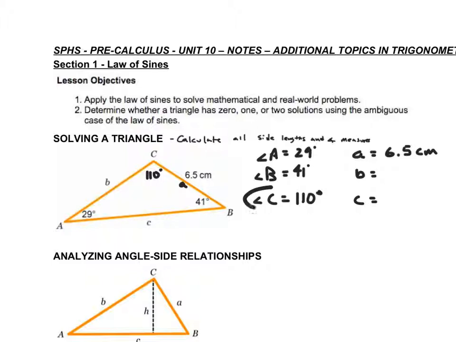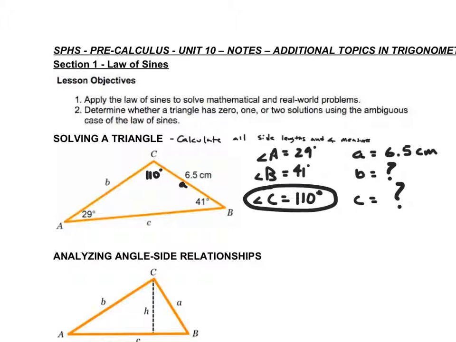Now the question is, how would we find side lengths B and C? We figured out what angle C was. That was easy, but what do we need to do here? Here's the hard part: we're going to use what we call law of sines to figure out what lengths B and C are. What you notice about this triangle is that it's not a right triangle. This would be a scalene triangle. So we don't know what to do.